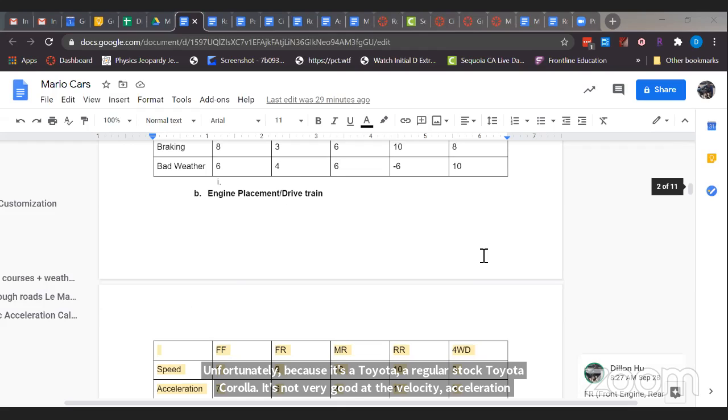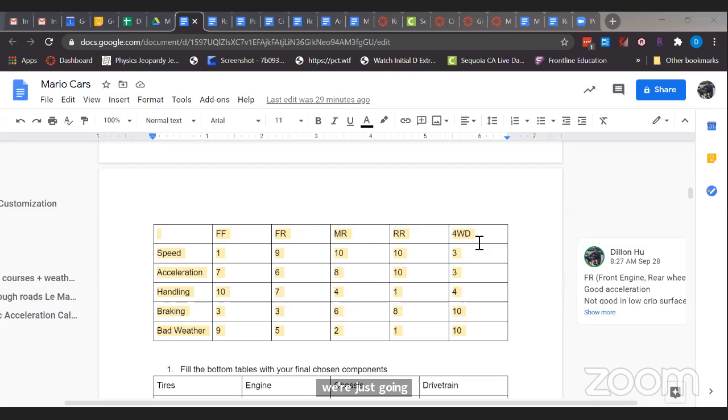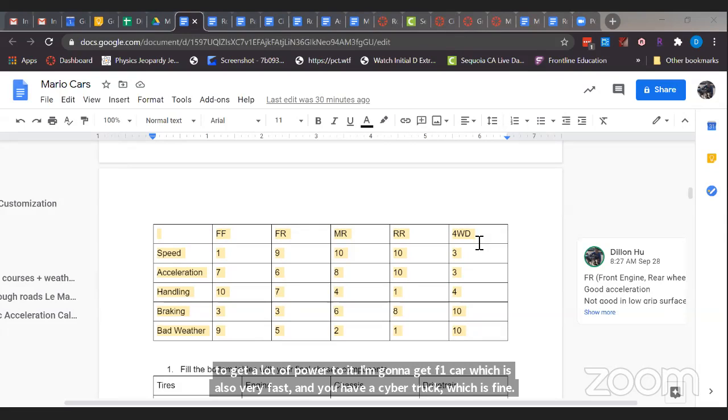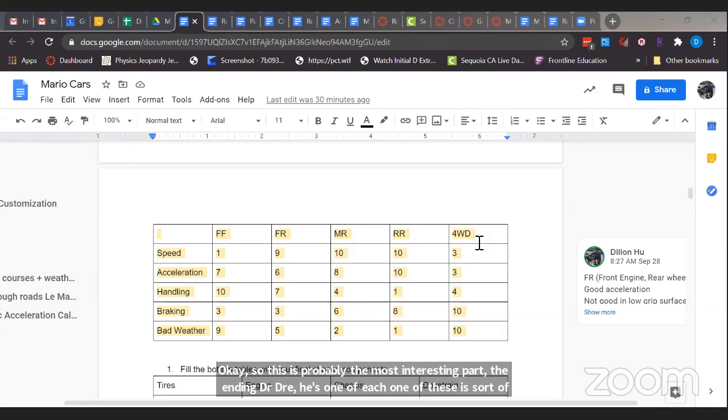Okay, so this is probably the most confusing part, the engine drivetrain. Each one of these is about what kind of drive your car has and where the engine is placed. You don't really need to know exactly what the details of these are. I'm just going to say it out loud so you can get an idea that I'm not making all this up. So an FF means front wheel drive, front engine, which means that your car accelerates from the front.